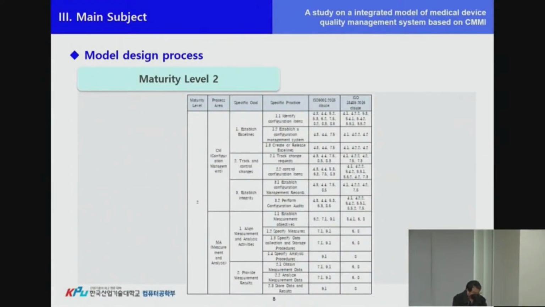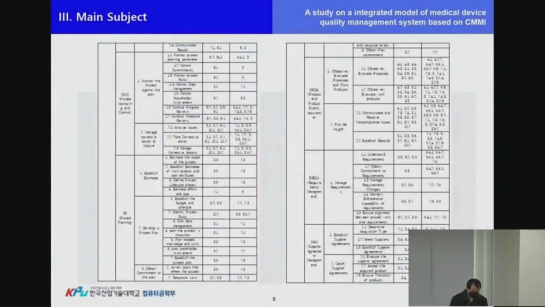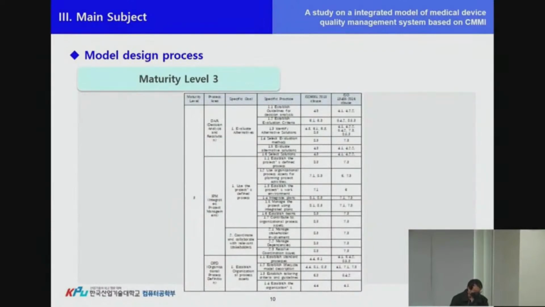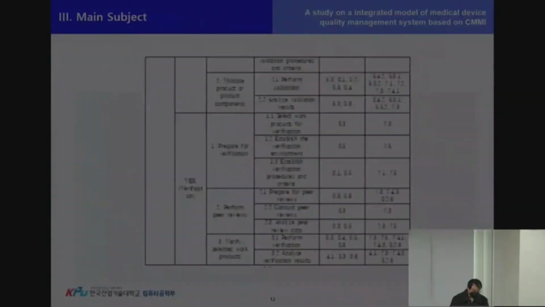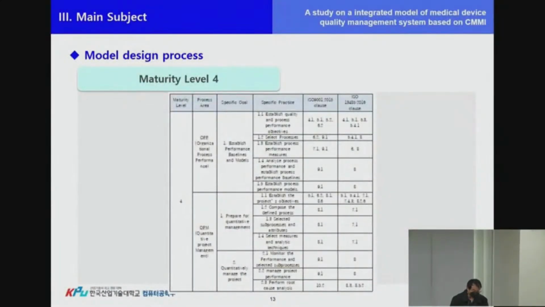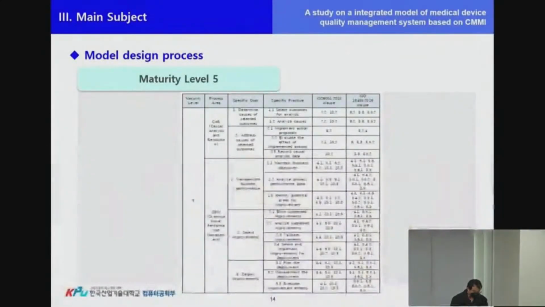These are the actual mapping results. This is maturity level 2. And this is maturity level 3. And this is maturity level 4. And this is maturity level 5. In the CMMI part, there are maturity level, process area, and specific goals and practices. In ISO part, there are clauses of ISO 9001 and 13485 requirements.